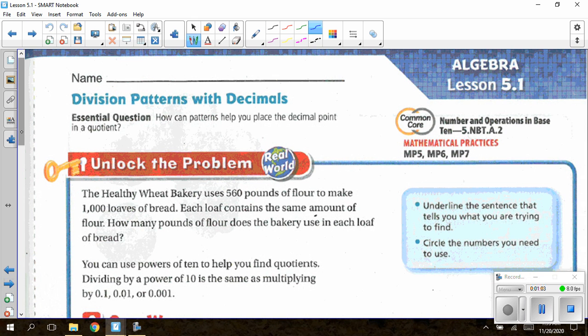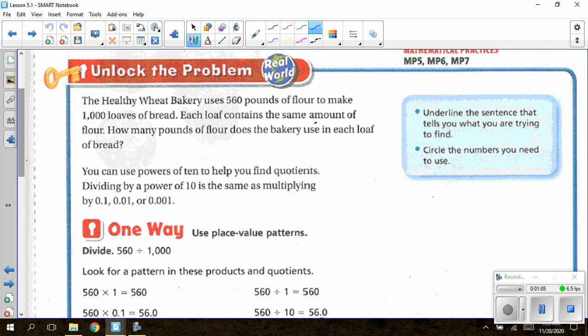So under the unlock the problem, it says the Healthy Wheat Bakery uses 560 pounds of flour to make 1,000 loaves of bread. Each loaf contains the same amount of flour. How many pounds of flour does the bakery use in each loaf of bread?